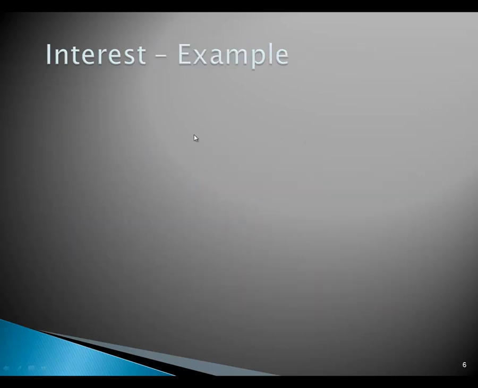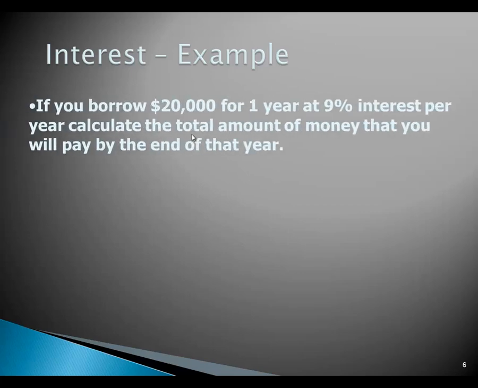Let's look at another example, and in this case we are borrowing 20,000 for 1 year with a 9% interest rate. In this case, the interest rate is given, the original amount, which is P, the principal, is given, and we need to calculate the total amount of money that we need to pay back at the end of the year. So notice that the amount that we are going to borrow, like we said, principal P, is equal to 20,000.